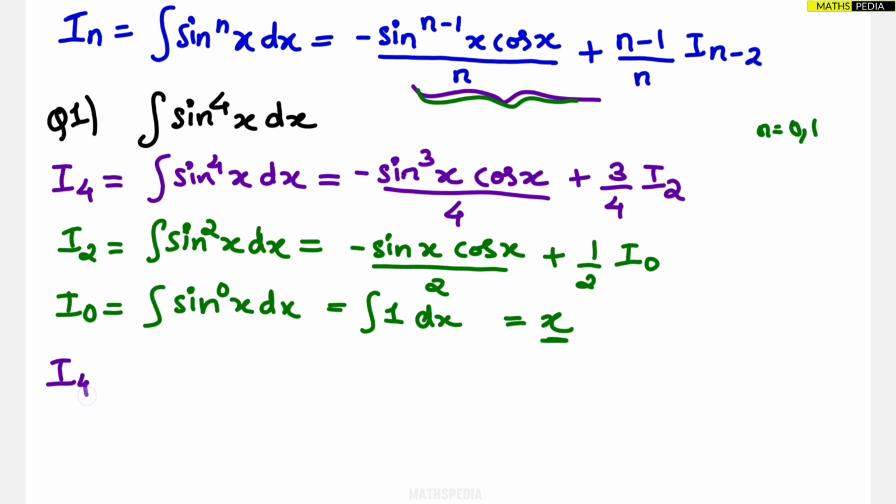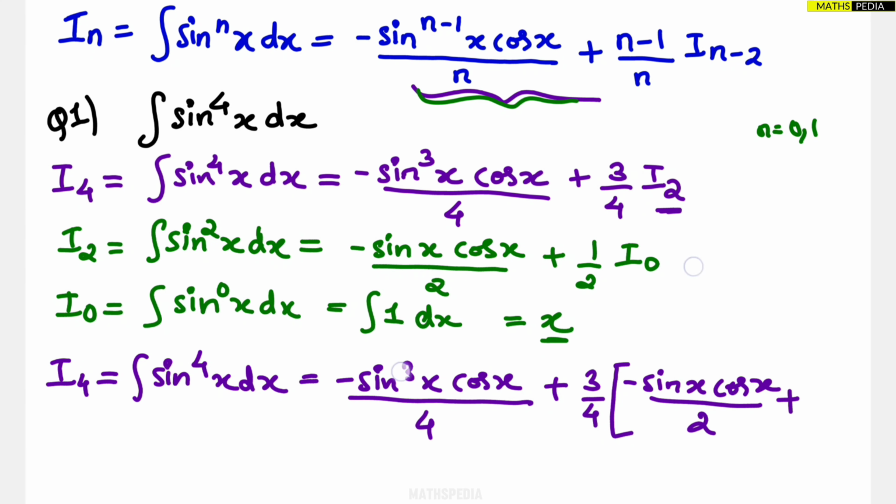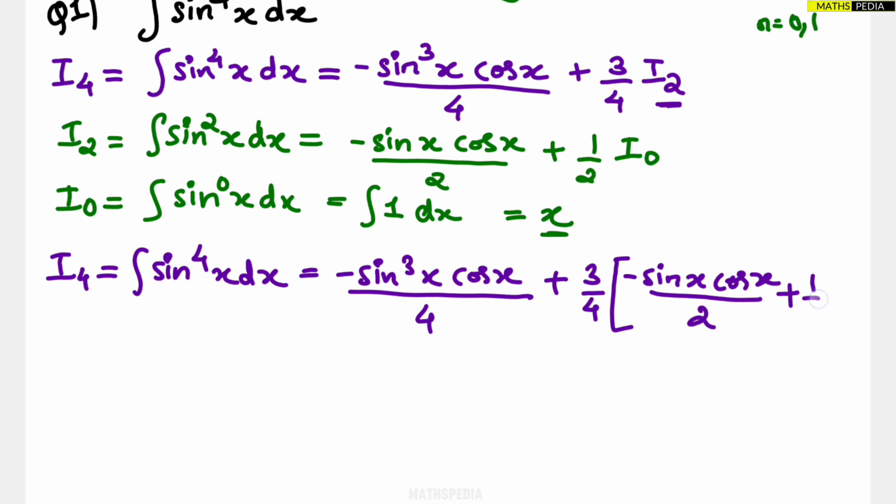I4 becomes our original final answer is equal to, in place of I2 what I have to substitute? I have to substitute this particular thing. So this entire thing will come, that I'll substitute here. So 3 by 4 minus sine, and plus 1 by 2 has come here.